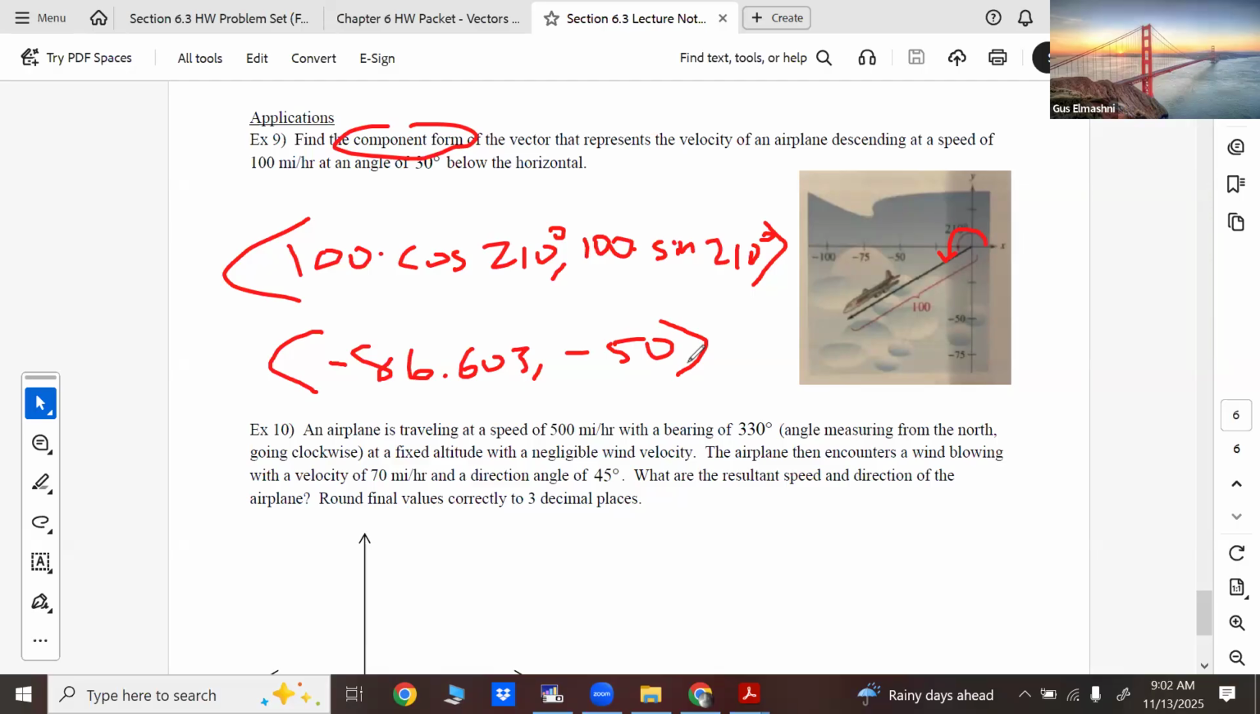But what if this plane encounters some wind? What if the wind is blowing north? If the wind's blowing north, clearly this plane is going to divert a little bit and go this way, right? Or what if the wind's blowing east? Then it's going to slow down a little bit. It's going to take longer to get to the destination, right? Or what if the wind is blowing west? Then you get to your destination faster, right? So we have to take that into consideration because that's what real life is like, right?